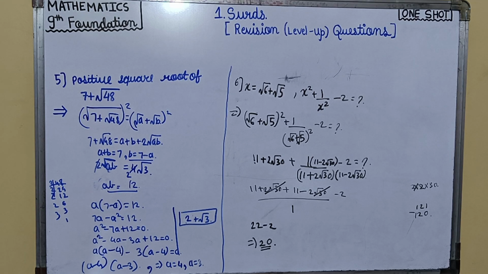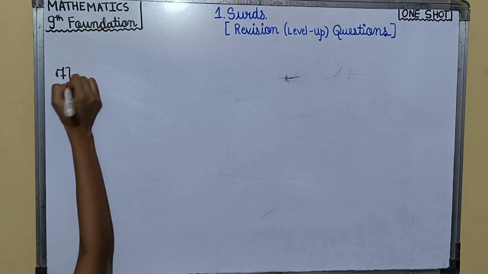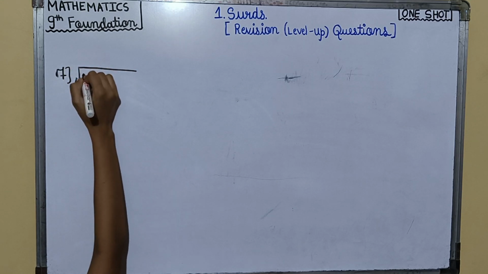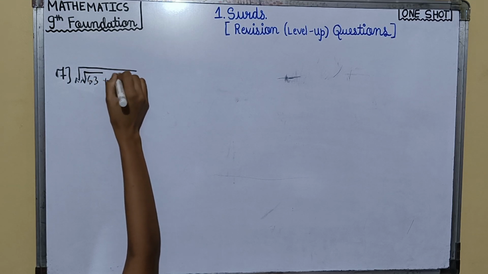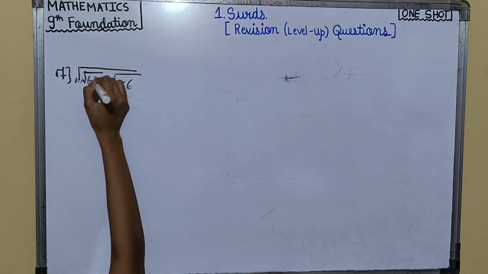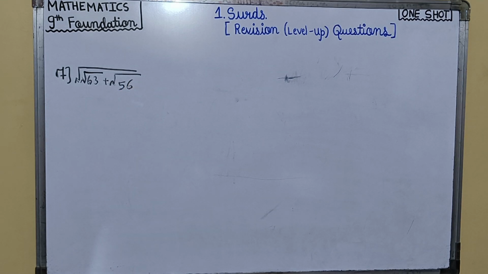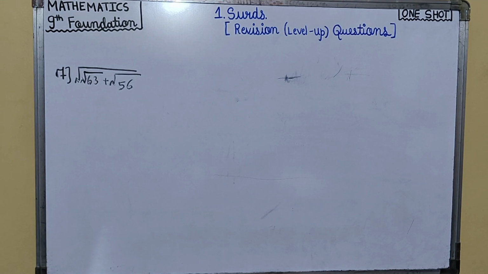Let's move towards question number 7. Now, question number 7 is: simplify root of 63 plus root 56. This is the question. Now we have learned that for simplifying, for finding the root, the first term should always be rational. But over here you can see both are irrational.